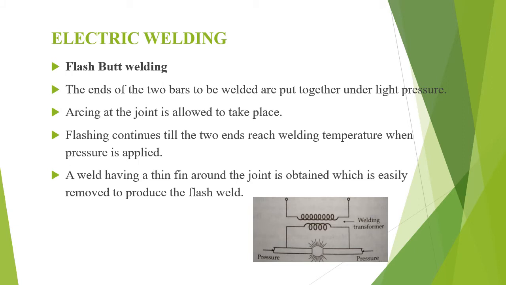Flash butt welding. The ends of the two bars which are to be welded are put together under light pressure. An arc is produced at the joint and the flashing continues till the two ends reach the welding temperature, and then the pressure is applied. A weld having a thin film around the joint is obtained, which can be easily removed to produce the flash weld.